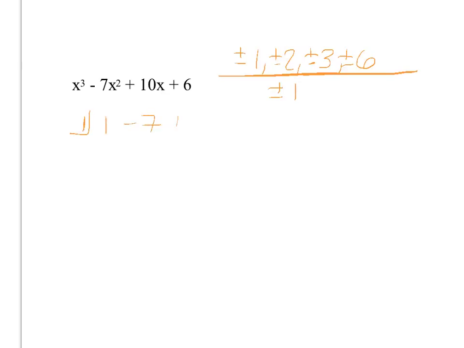1, negative 7, 10, and 6. Drop the 1. 1 times 1 is 1. Get negative 6. 1 times negative 6 is negative 6. You get a positive 4. 1 times 4 is 4. That doesn't work. So then maybe I'll try a negative 1.